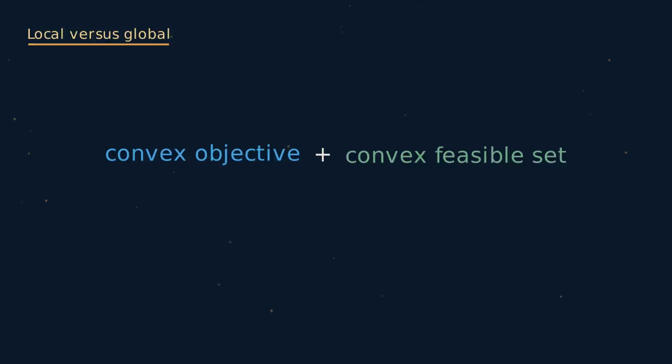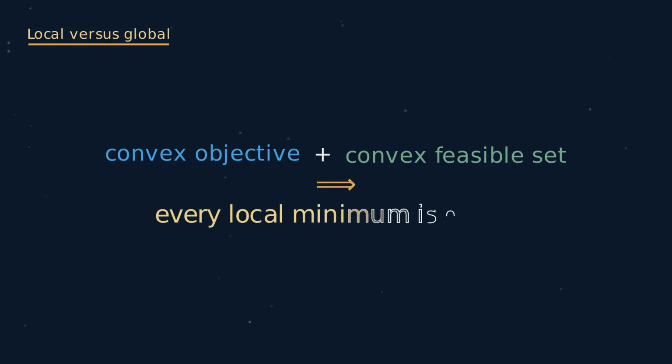Convexity is the escape hatch. When the thing you're minimizing is a convex function and the region you're searching is a convex set, the gap simply vanishes. Any point that's best in its own little neighborhood is automatically best everywhere. That one promise is the reason this whole lesson exists. Everything else is just learning how to check those two conditions.